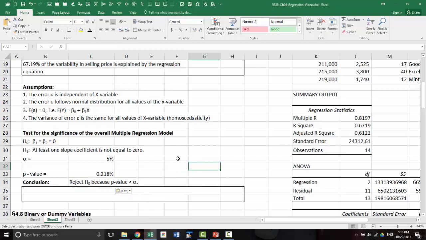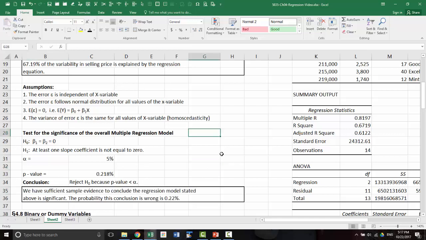So how would you interpret this? You interpret this as we have sufficient sample evidence to conclude that the regression is significant, and the probability that our conclusion is wrong is 0.218%, or 0.22%.